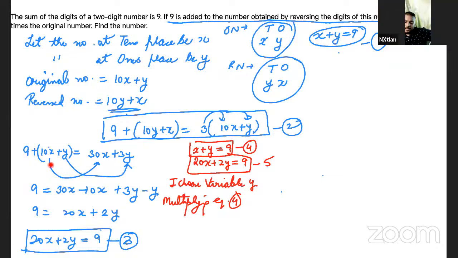No, I said this plus 10x to the left-hand side, so 30x minus 10x. Sarah, I think she means that you wrote 9 plus 10y plus x, and then in the very next step you wrote 9 plus 10x plus y. Oh. Okay.